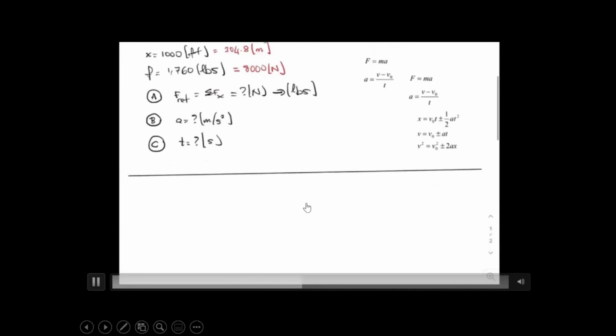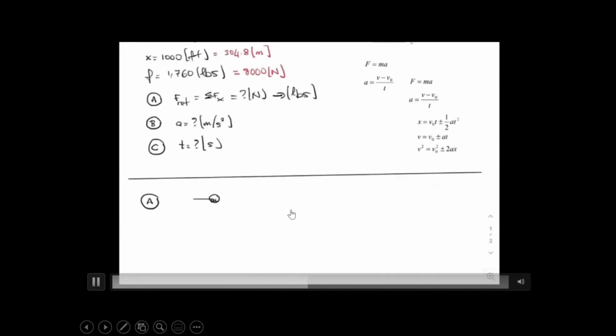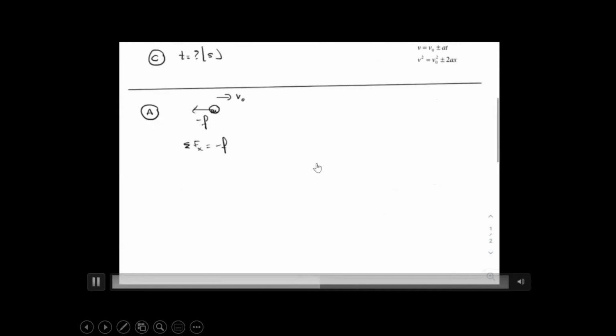All right, so what's the net force? Net force is just the single force acting in the opposite direction of motion. Motion is forward. So net force is going to be the negative of the frictional force. That's it. Okay, there's nothing complicated about it.